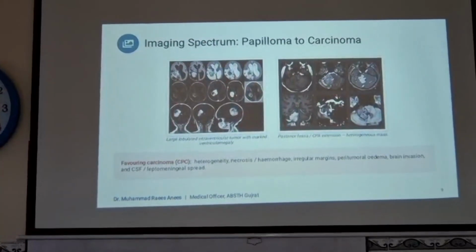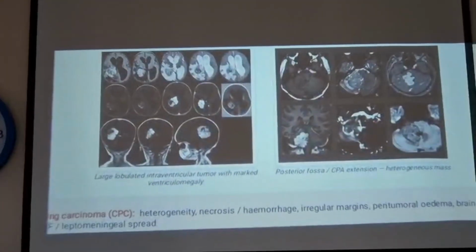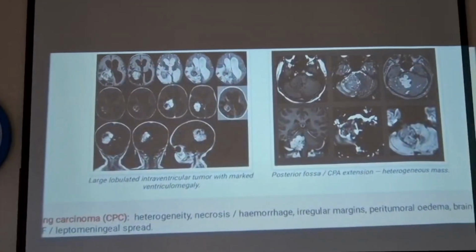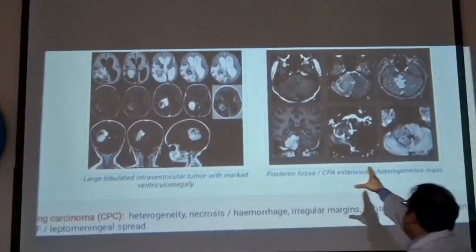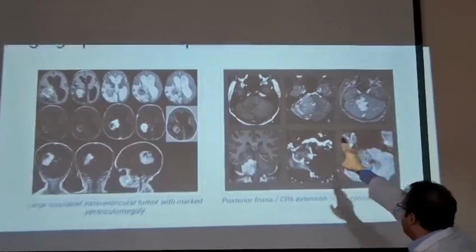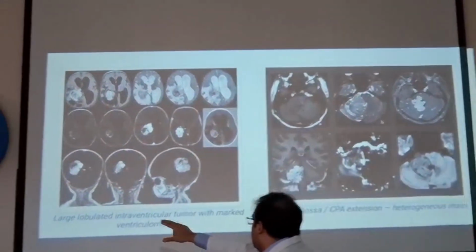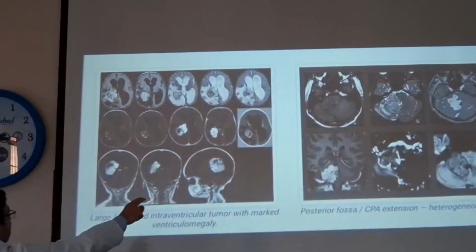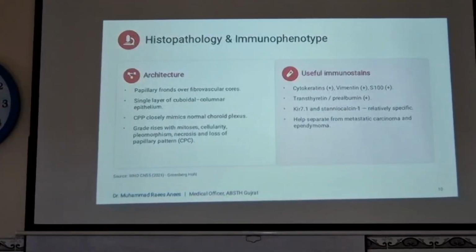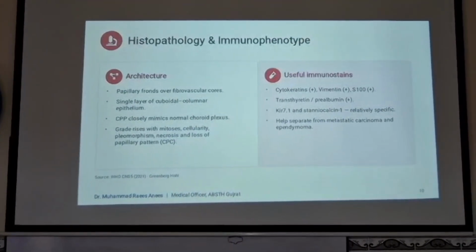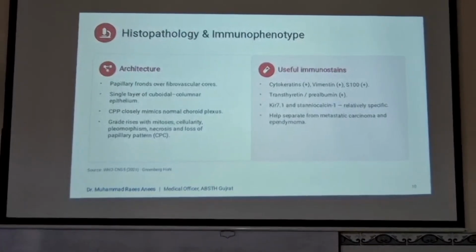These are all things favoring the carcinoma: the more aggressive, the more heterogeneity, the more necrosis, and the more irregular margins, which shows this patient has a carcinoma type. So this is a choroid plexus carcinoma example on radiology, and most commonly it is a choroid plexus papilloma. The WHO classification 2021 is categorized on the histopathology as well as the immunophenotype.